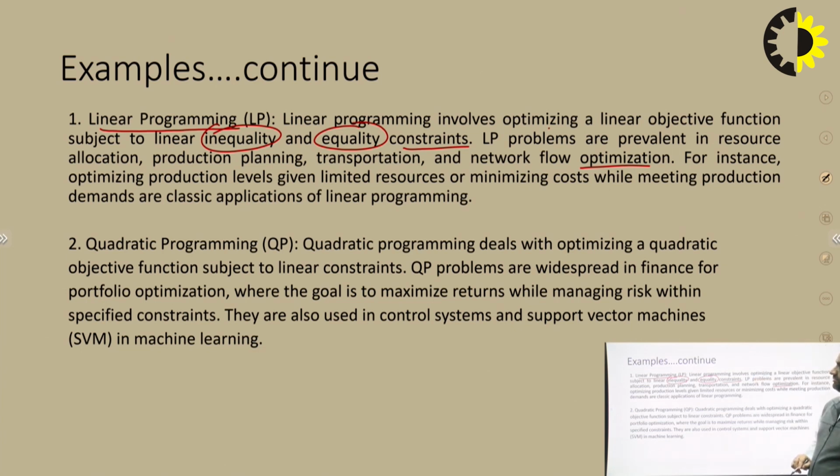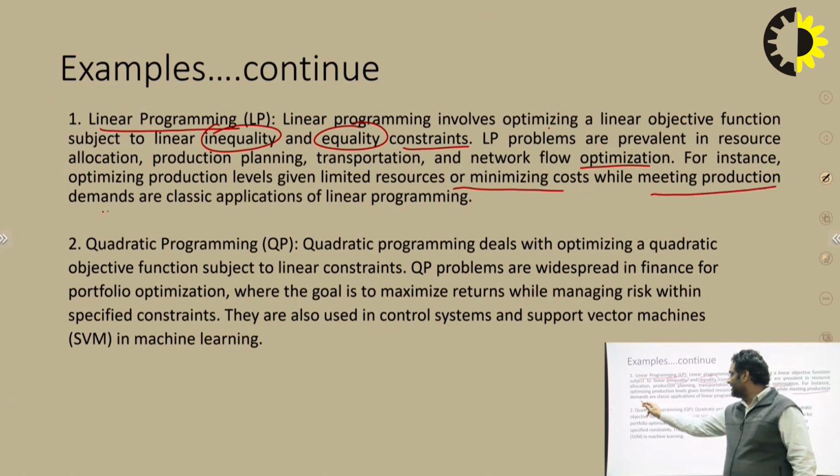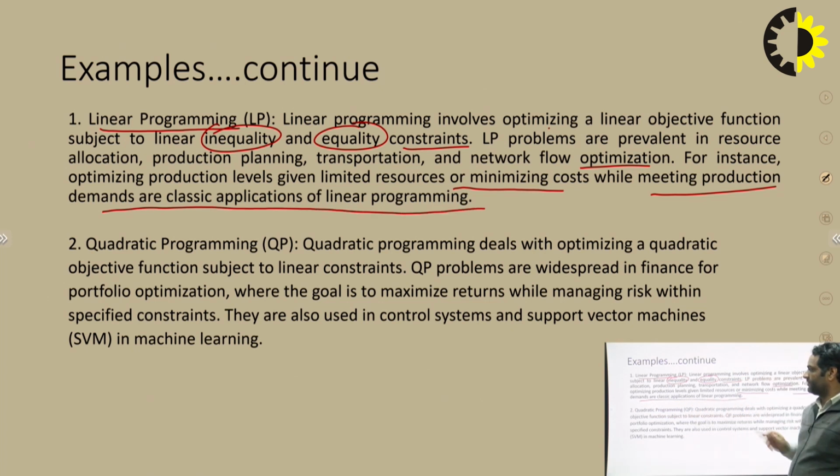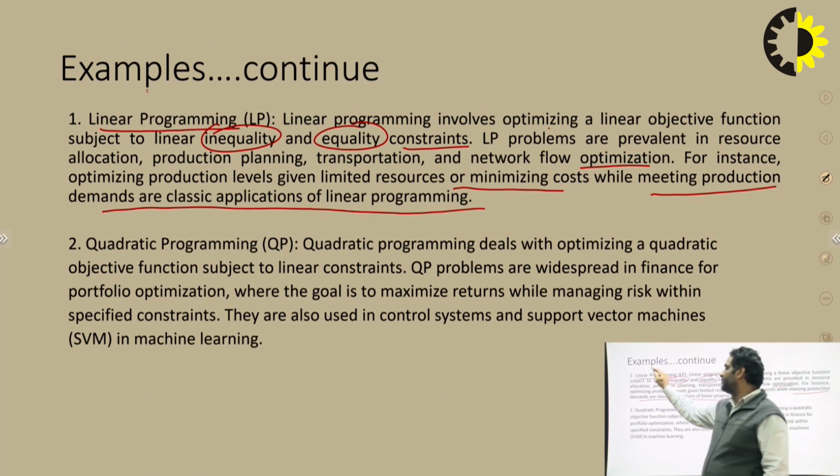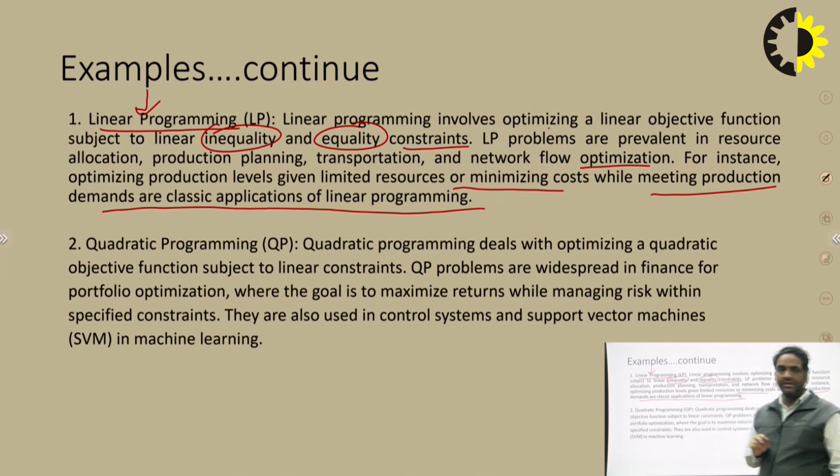For instance, optimizing production level given limited resources, or minimizing costs while meeting production demands, are classic applications of linear programming. So this is a very broad topic in machine learning. Next is quadratic programming.